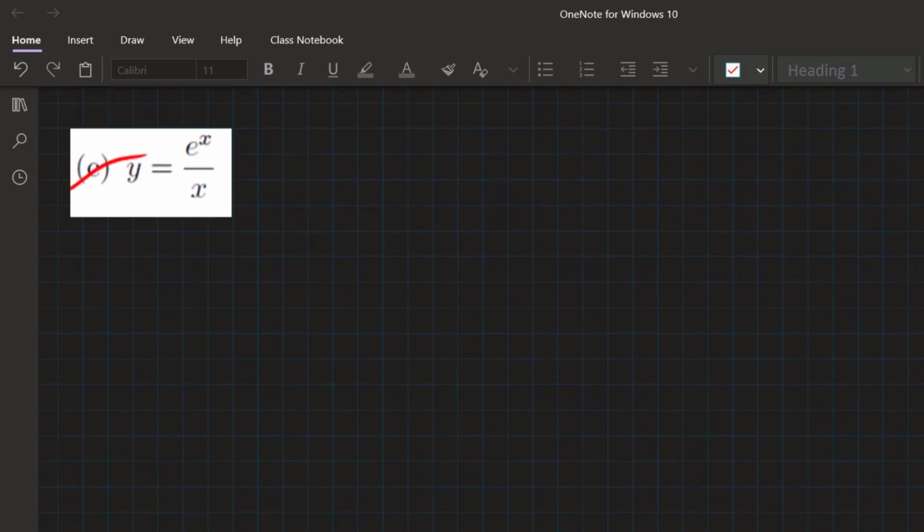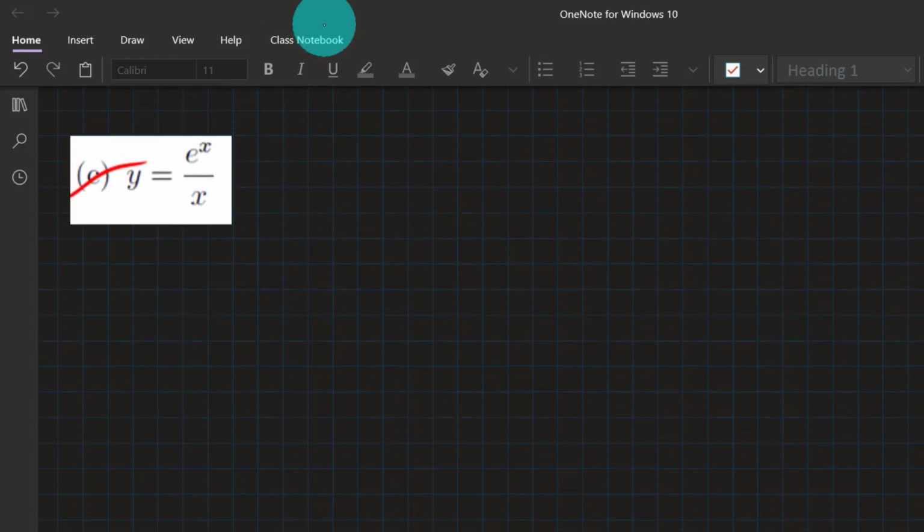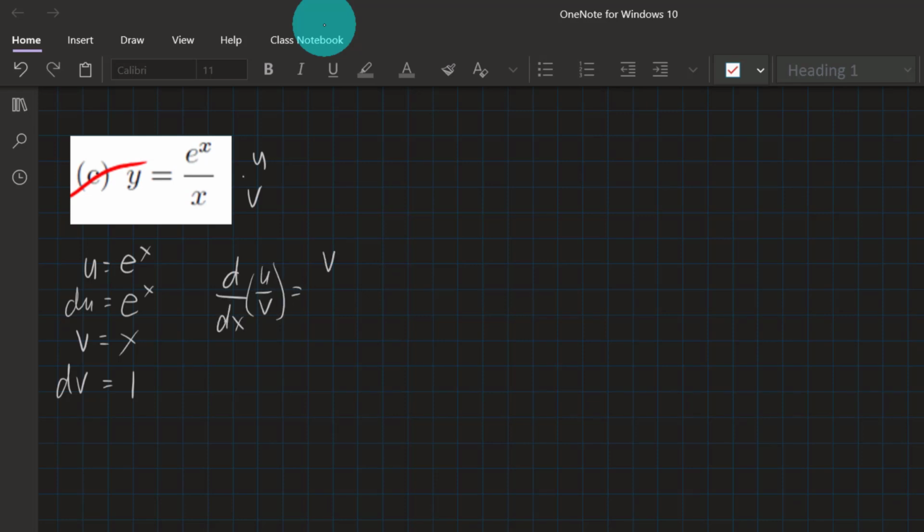Letter C. Okay, so this is a quotient. So, this is our u. This is our v. Okay? So, u is e raised to x. The derivative of u is e raised to x pa rin. Then, ang ating v is x. Ang dv natin is 1. Then, the derivative of u over v is equal to v du dx minus u dv dx all over v squared.